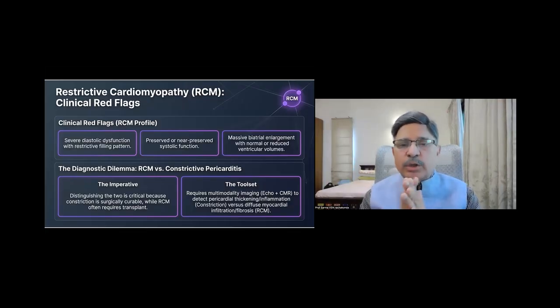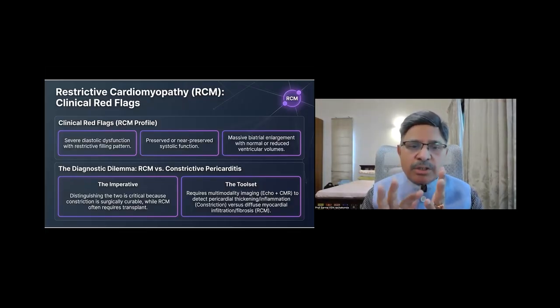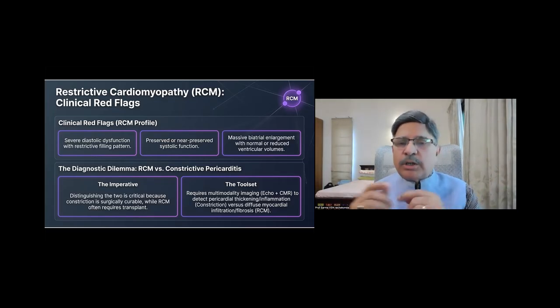RCM versus constrictive pericarditis. Distinguishing the two is critical because constriction is surgically curable. Suppose it's constrictive pericarditis, I can open the pericardium and do a pericardiectomy. It is surgically curable, while restrictive cardiomyopathy requires a cardiac transplant. It's very imperative to differentiate restrictive cardiomyopathy from constrictive pericarditis.